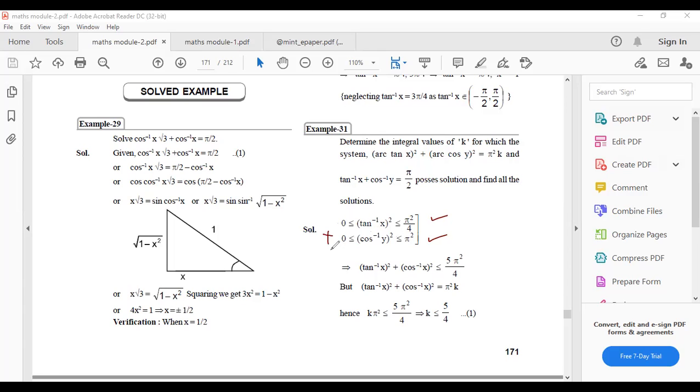Now simply when you add them, the total range of this addition would be 0 to 5 pi square by 4. Yes or no? Pi square by 4 plus pi square will be 5 pi square by 4.